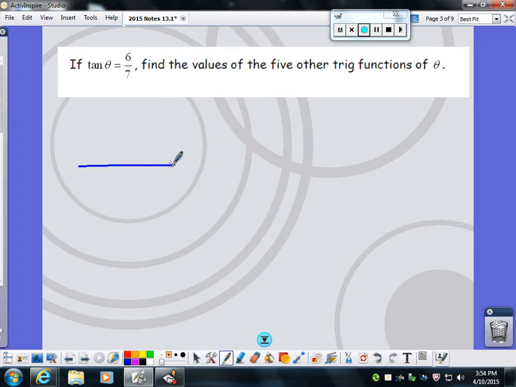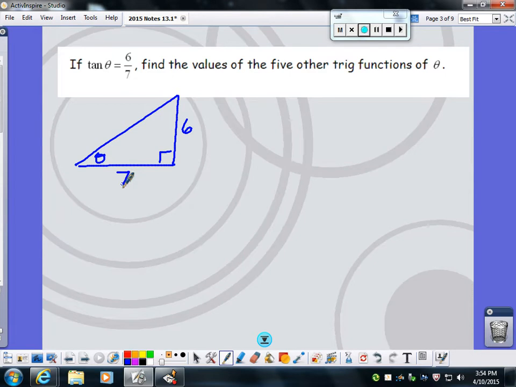So we've got a right triangle, and we mark theta. If tangent is opposite over adjacent, that means the 6 is the opposite side and the 7 is the adjacent side. So in order to set up our trig ratios, we now need to find the hypotenuse.